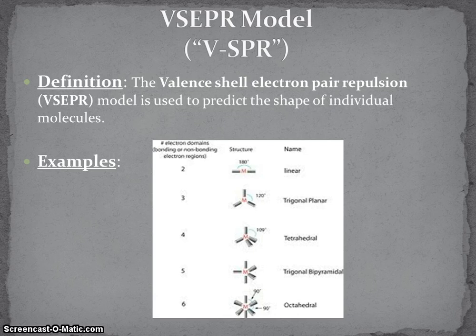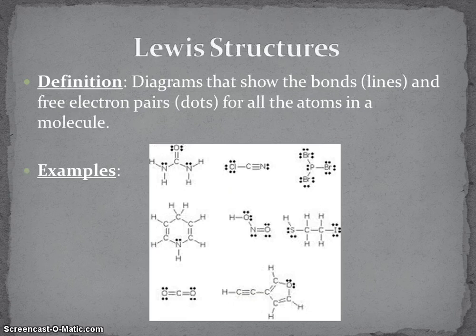A molecule with three peripheral atoms surrounding the central atom has a trigonal planar structure. Four atoms has a tetrahedral structure, 5 atoms has a trigonal bipyramidal structure, and 6 atoms has an octahedral structure. These different structures depend on how many atoms surround the central atom of the molecule.